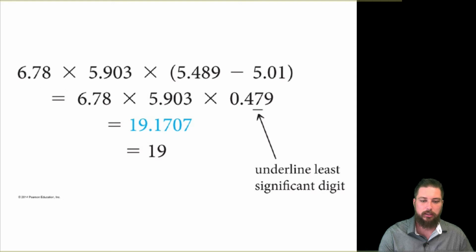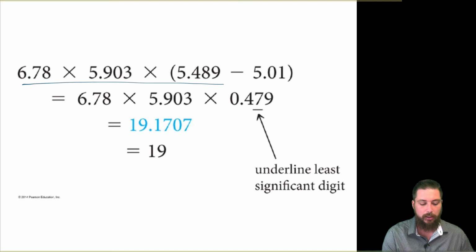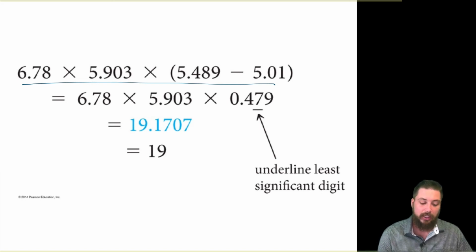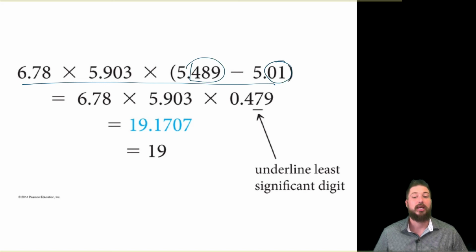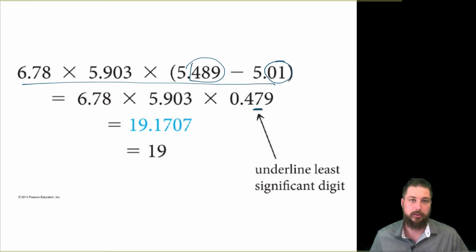Now let's go ahead and talk about what we do when we have both multiplying and addition and subtraction, when we have a combination of both. Well, what we do is we consider our order of operations. What do we do first in this particular example? What we do first is we subtract. Now, when we're subtracting, what we care about is the number of decimal points, the place value. And so this one has 3 decimal points, this one has 2 decimal points, and so the answer should only end up with 2 decimal points.